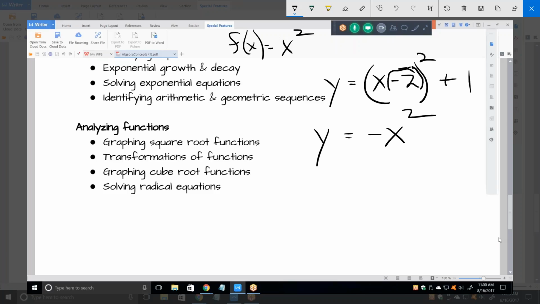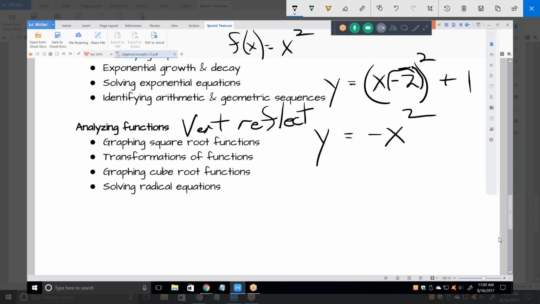It's happening to the parent function. Vertical or horizontal? Everything, all 6 transformations, 3 of them are vertical, 3 of them are horizontal. Vertical. Correct, because that negative sign is outside the function. So what is it? It's a vertical what? Reflection is the word. Okay, now, what is a vertical reflection?